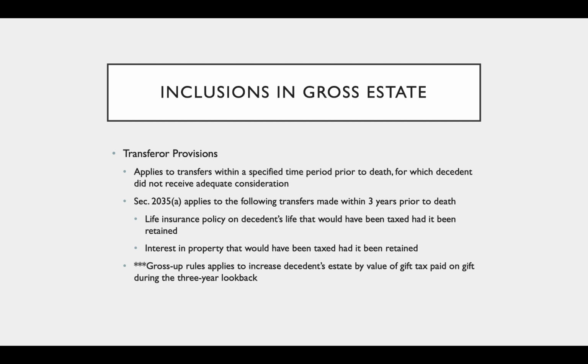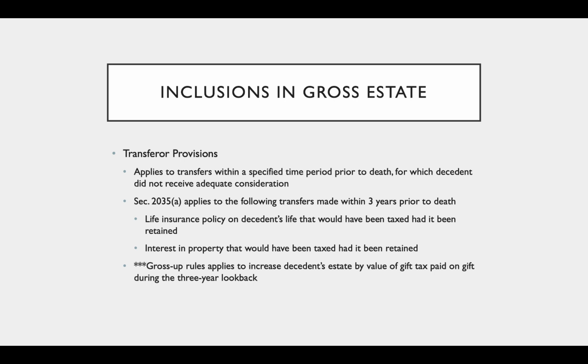These transfer provisions apply to transfers within a specific time period prior to death for which the decedent did not receive adequate consideration. So there are a few different provisions. The first is Section 2035, and that applies to the following transfers that are made within 3 years prior to death: life insurance policies on the decedent's life that would have been taxed had they been retained, and interest in property that would have been taxed had it been retained.